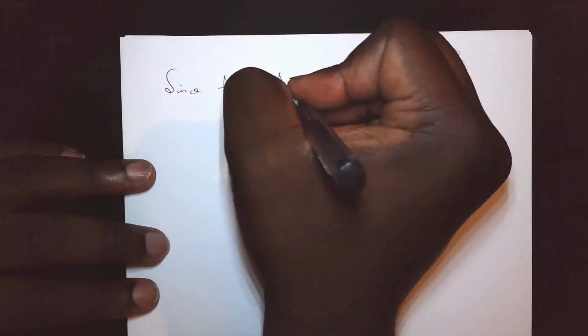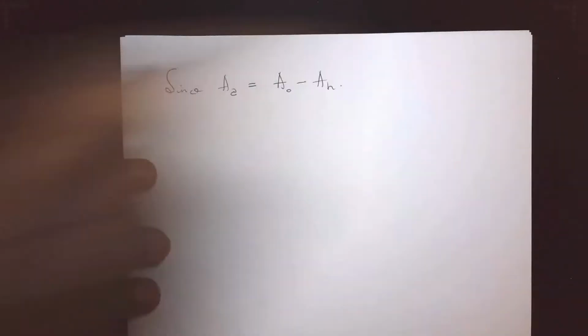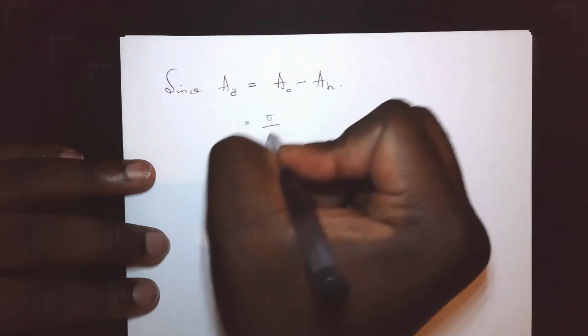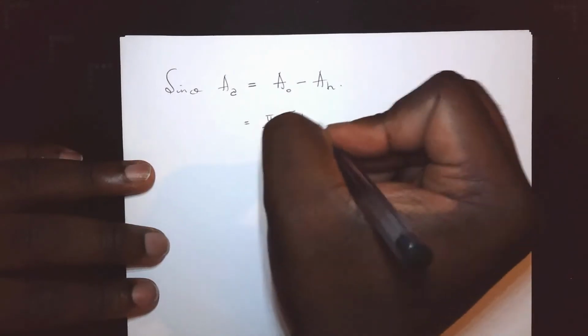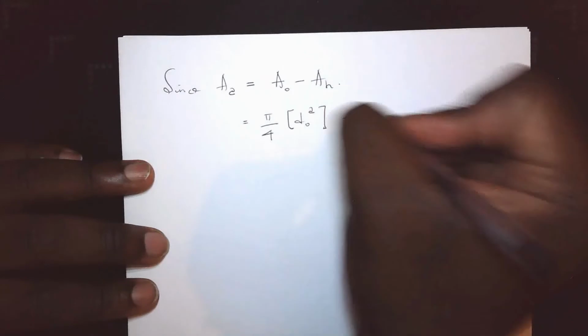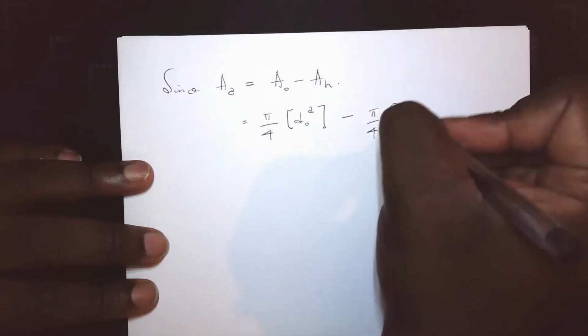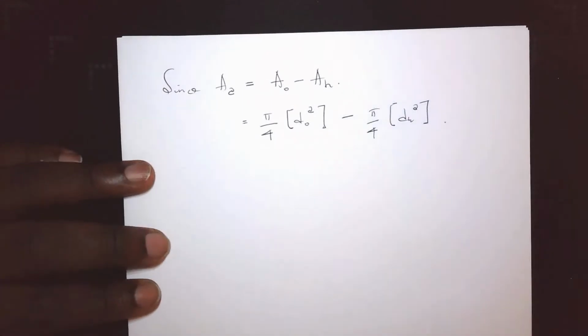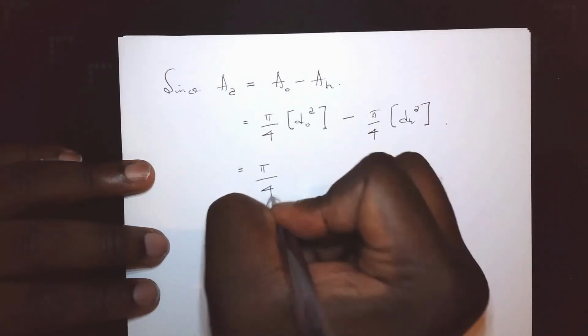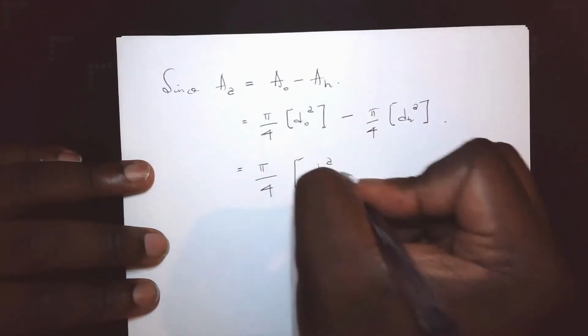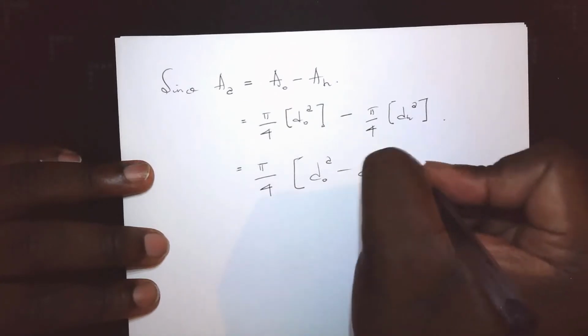So what we're going to do is, since A2 is equal to A0 minus AH, if we substitute what these are, then this becomes pi over 4 d0 squared minus pi over 4 dh squared. So if we factorize pi over 4, we get pi over 4 into bracket d0 squared minus dh squared.